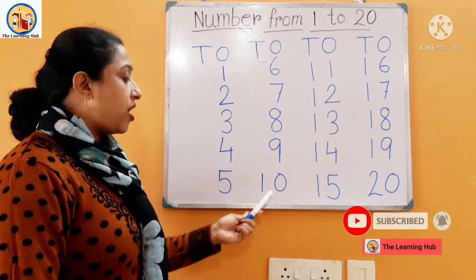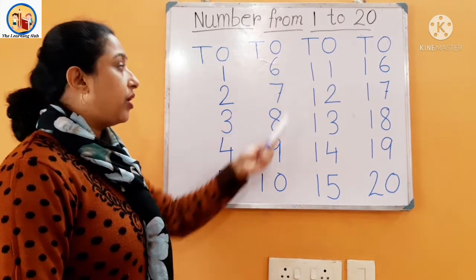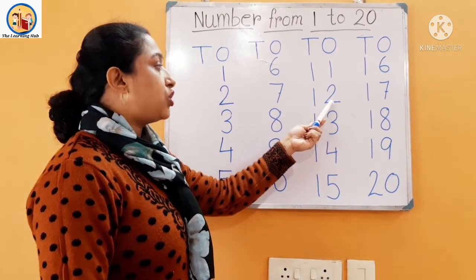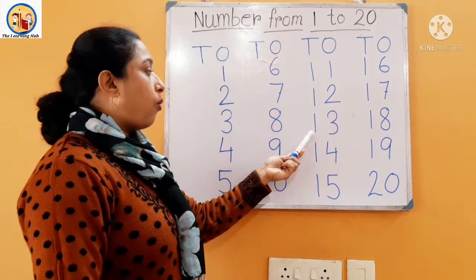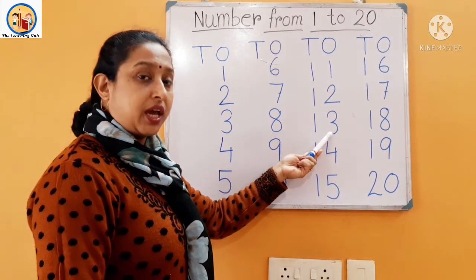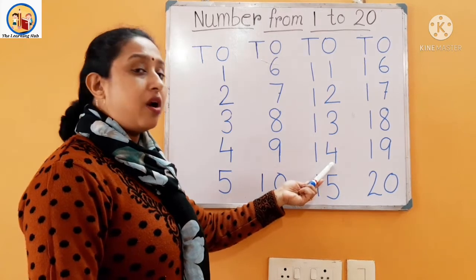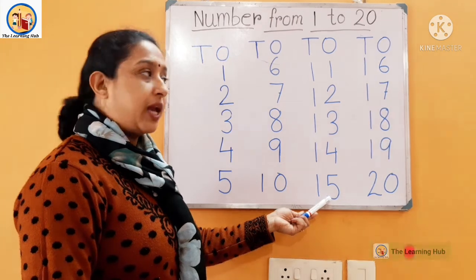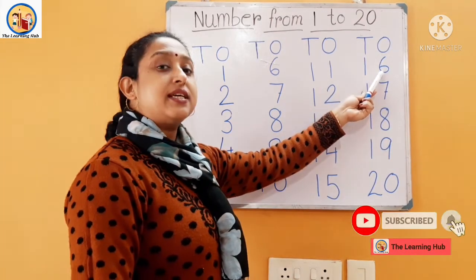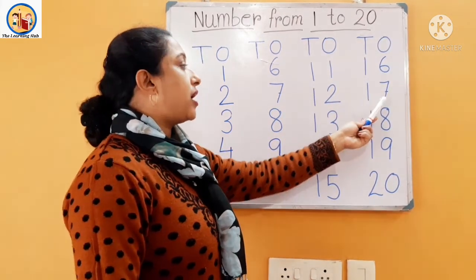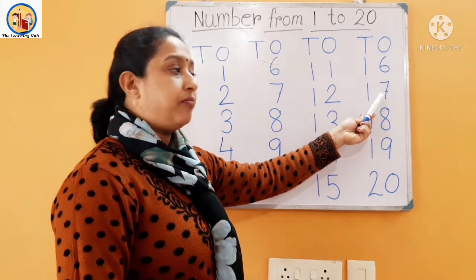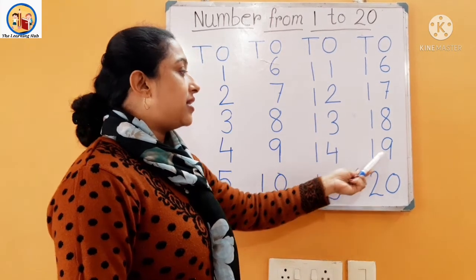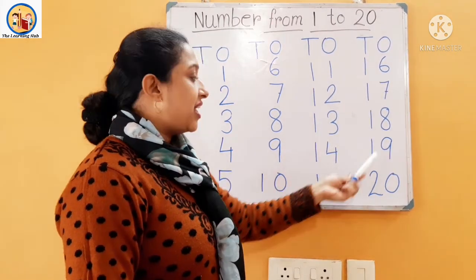1, 2, 3, 4, 5, 6, 7, 8, 9, then 1, 0, 10. 1, 1, 11. 1, 2, 12. 1, 3, 13. 1, 4, 14. 1, 5, 15. 1, 6, 16. 1, 7, 17. 1, 8, 18. 1, 9, 19.